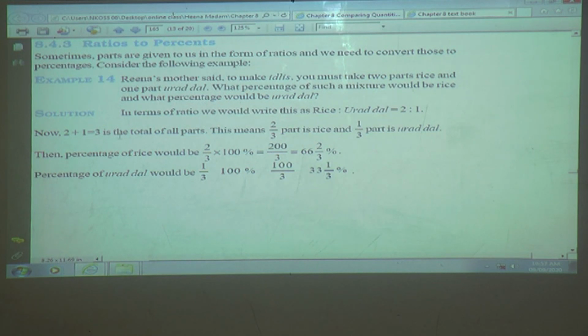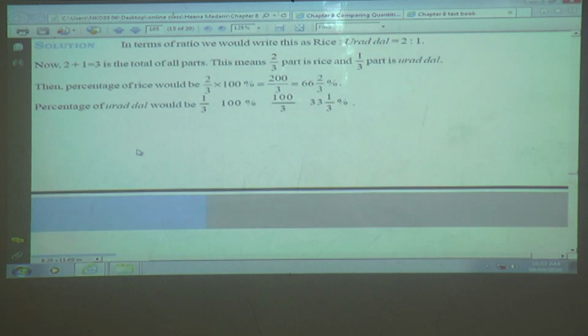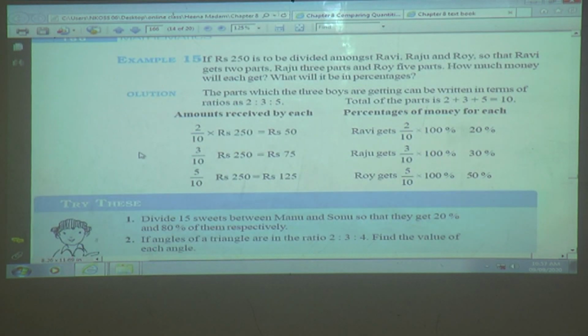So in this way we found the percentage of rice as well as urad dal required when it was given in the form of a ratio. First we wrote the ratio, then we found the percentage. We will see some more examples, so it will be easier for you to understand.